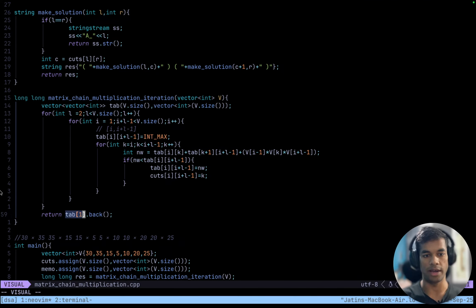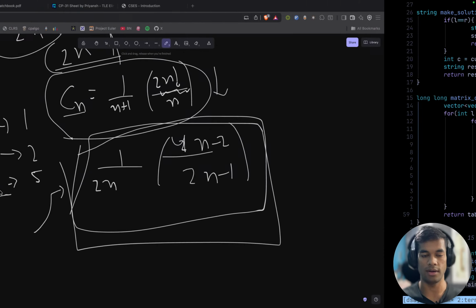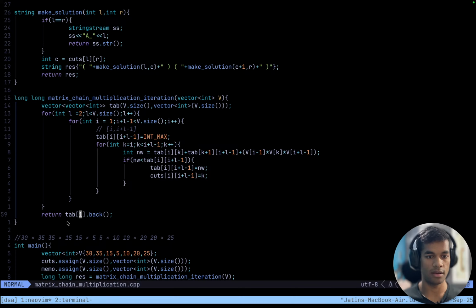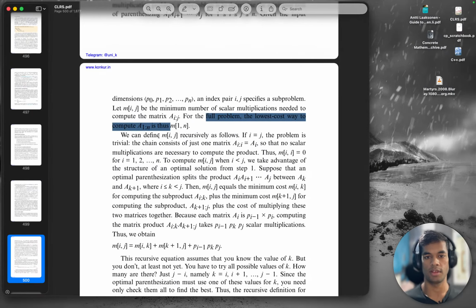Tab 1 dot back. Back is the last value. Tab 1 means the starting value, from part 1 going till the end. M1n is equivalent to tab 1 dot back. So that is cool. We can define mij recursively as follows.